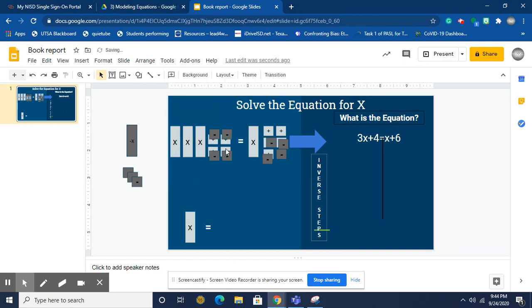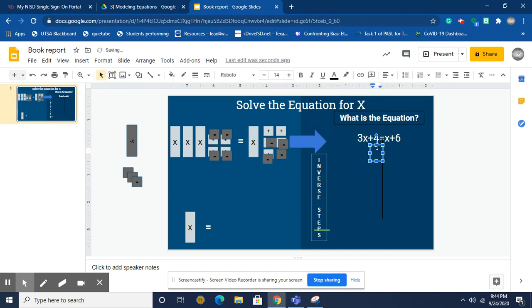Okay. So step 1 over here in the model was to get rid of the positives by adding 4 negatives. We're going to do the exact same thing over here, except this time instead of looking at it pictorially, I'm going to look at it algebraically. So adding 4 negatives, like I said, is the same as subtracting 4. But whatever I do to one side, I have to do to the other.